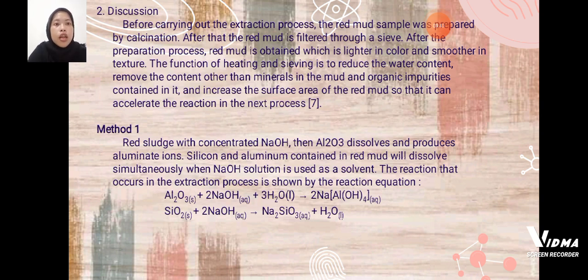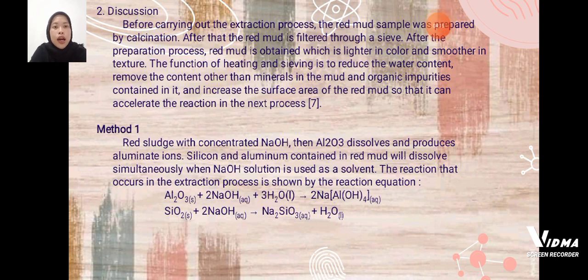Before carrying out the extraction process, the red mud sample was prepared by calcination. After that, the red mud is filtered through a sieve. After the preparation process, red mud is obtained which is lighter in color and smaller in texture. The function of heating and sieving is to reduce the water content, remove the content other than minerals in the mud and organic impurities contained in it, and increase the surface area of the red mud so that it can accelerate the reaction in the next process.